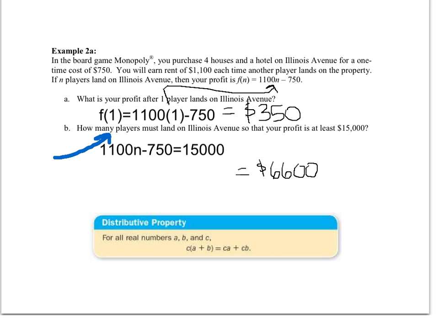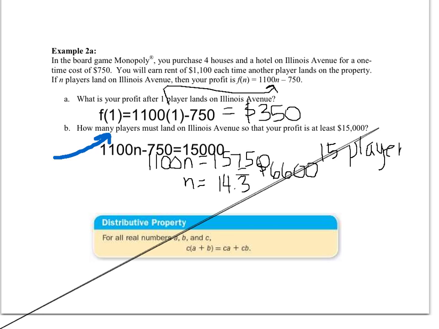Now let's solve for n on this problem. We're going to add 750 to both sides, so we have 1,100n equals 15,750. We're going to divide both sides by 1,100, and we're left with n equals 14.3. Since we can't have 0.3 of a person, and they want their profit to be at least 15,000, so it can be greater than that, we know that they need to have at least 15 players land on that piece of property, because then their profit would be greater than $15,000.